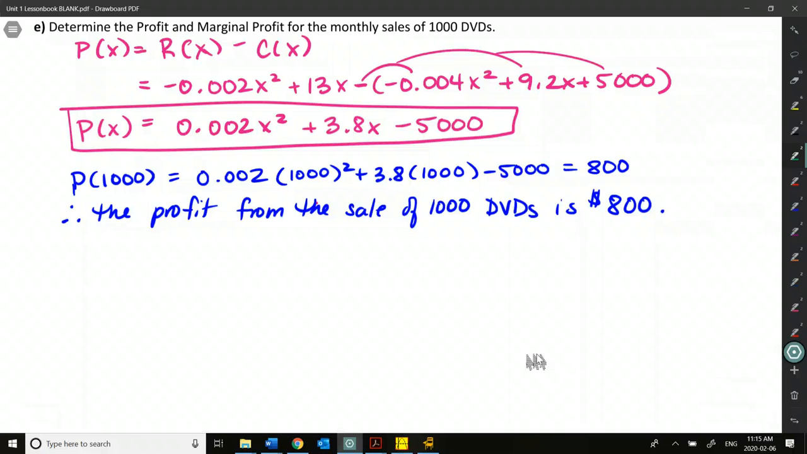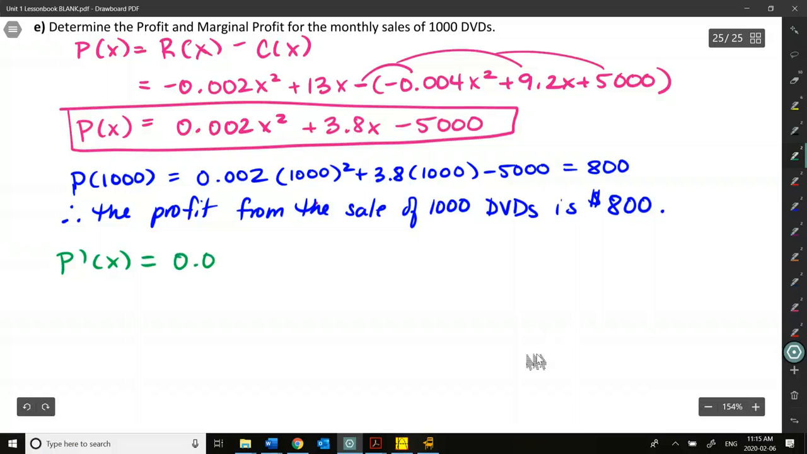And then marginal profit is going to tell us how the profit is changing with respect to the number of items sold, for the sale of 1,000 DVDs. So we're going to find P prime of x. The derivative work isn't challenging here. It's more just knowing what profit is, knowing what marginal profit is, and that kind of stuff. So just applying the power rule here, you should get the marginal profit function of 0.004x plus 3.8, and then we're just going to evaluate that at 1,000.